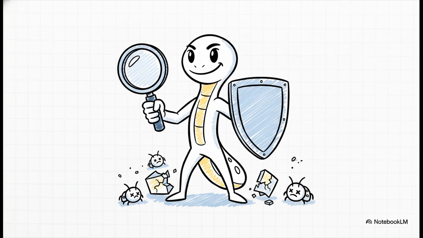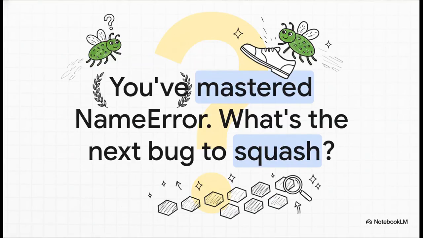And this isn't just about fixing one type of bug. It's about learning to think a little more like Python thinks, which is going to make you a way more effective and confident coder. So take that confidence and run with it. Remember, every error you figure out is a new skill you've just added to your toolkit. Now that NameError is no longer a mystery, what's next on your list? What's the next challenge you're ready to tackle?